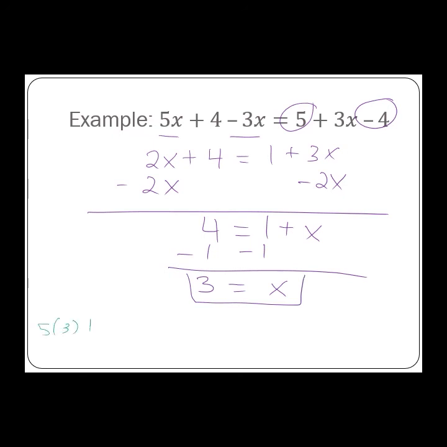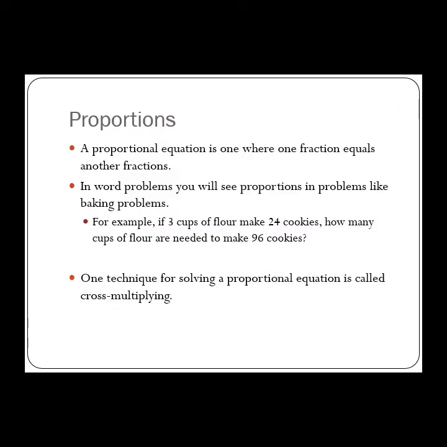5 times 3 plus 4 minus 3 times 3. 15 plus 4 minus 9. So that equals 10. And then we have 5 plus 3 times 3 minus 4. 5 plus 9 minus 4, which is 10. Since we got the same thing on the left and the right, 3 is the correct solution.